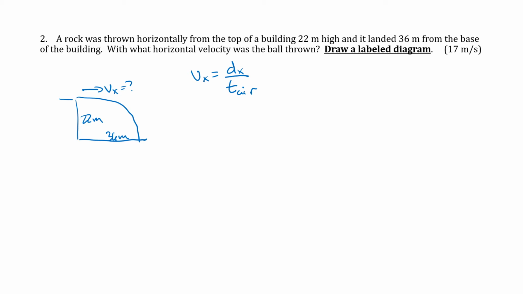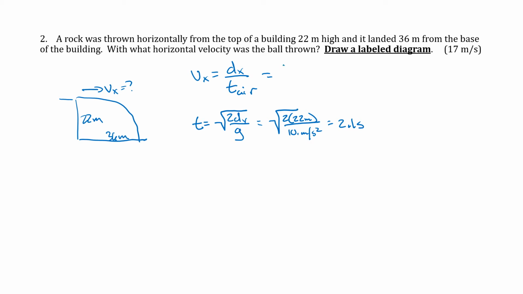And we are going to get the time from the y-axis, which in this case is the square root of 2 dy over g. That's what's going to let me find how long it took me to fall. Again, anything falling from 22 meters is going to take the same amount of time to hit the ground. So square root of 2 times 22 meters over 10 meters per second squared. That's going to be 2.1 seconds to hit the ground.